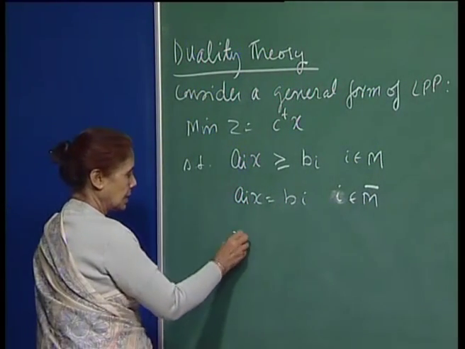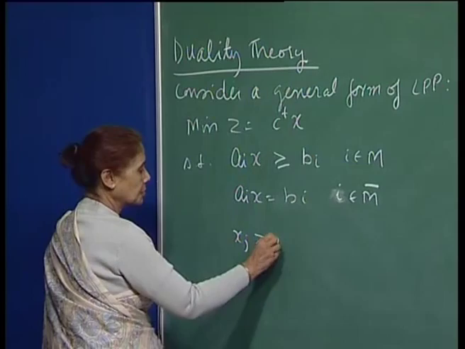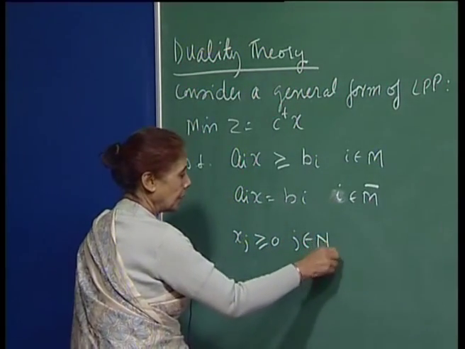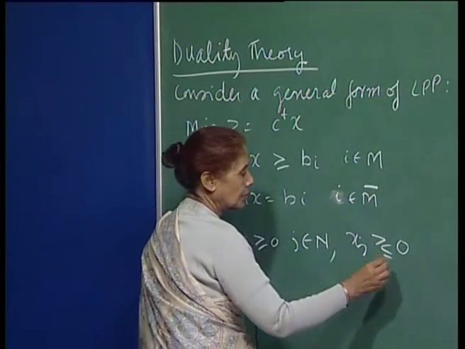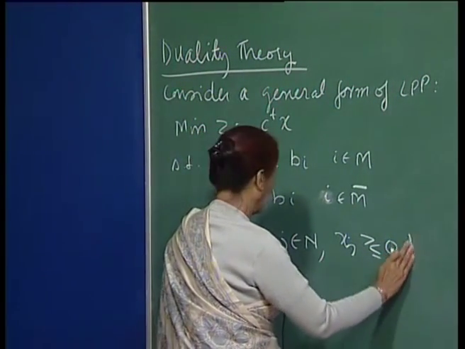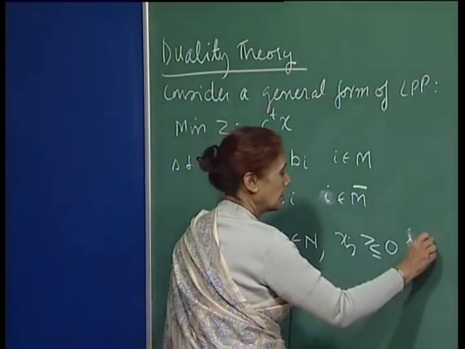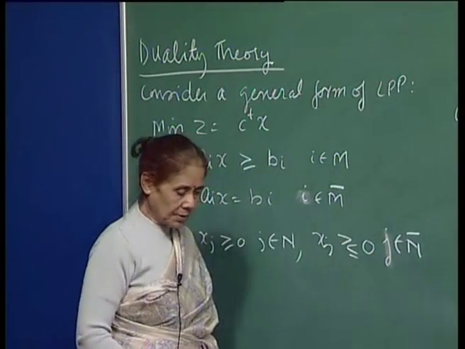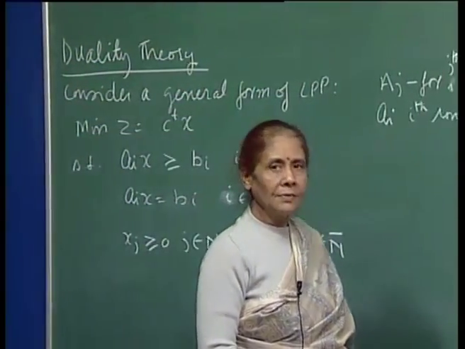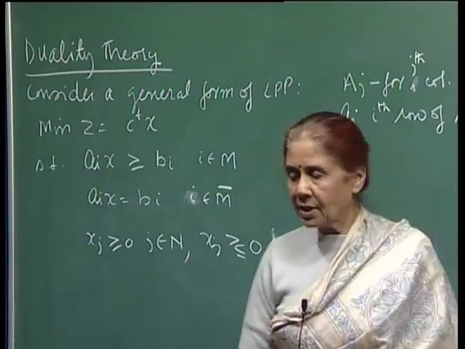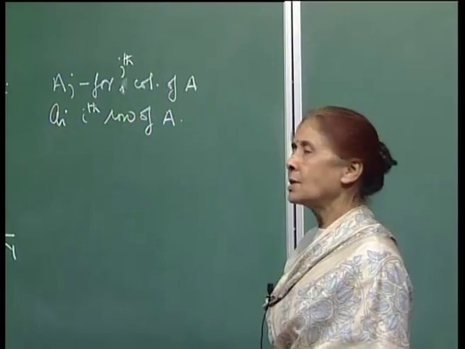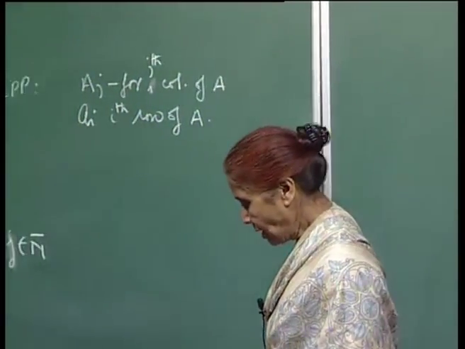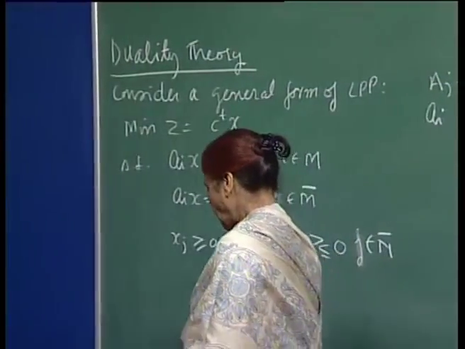And we say that x_j is greater than or equal to 0 for j belonging to N, and x_j is unrestricted for j belonging to N bar. That means some variables are restricted to be non-negative, some variables are unrestricted, some constraints are inequality constraints, and some constraints are equality constraints. So, this will be a general form of a linear programming problem.